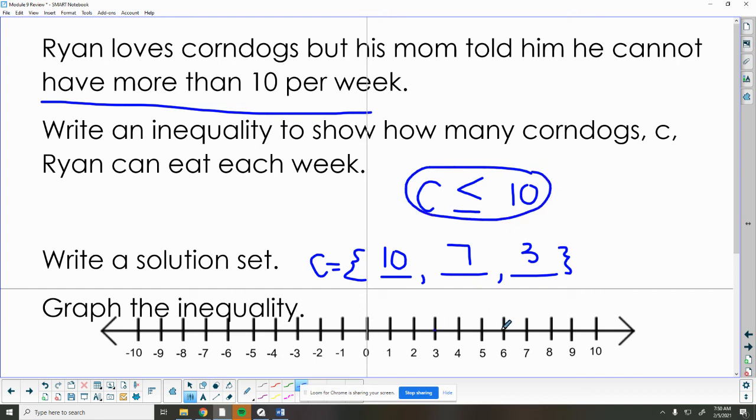So I said he could eat 3 or 7 or 10. So I'm going to come and I'm comparing to 10. I put a big open circle and I've got this 10 inside of it. And I need to shut that garage door and trap it in there. So we fill it in and connect our dots. And his goes to the left because he can eat less than that.